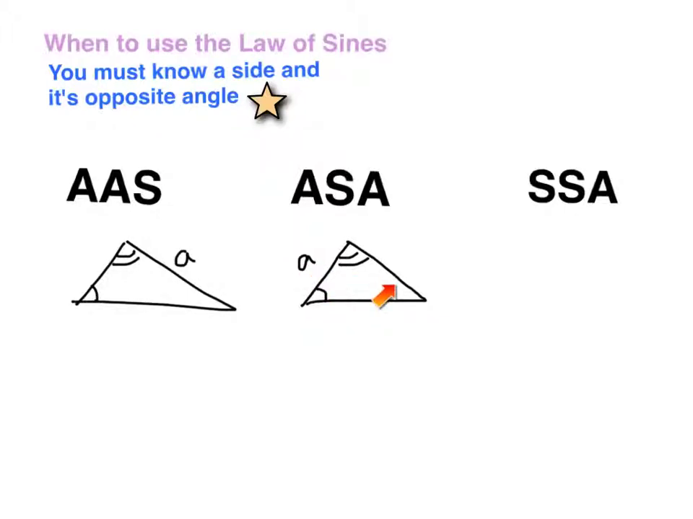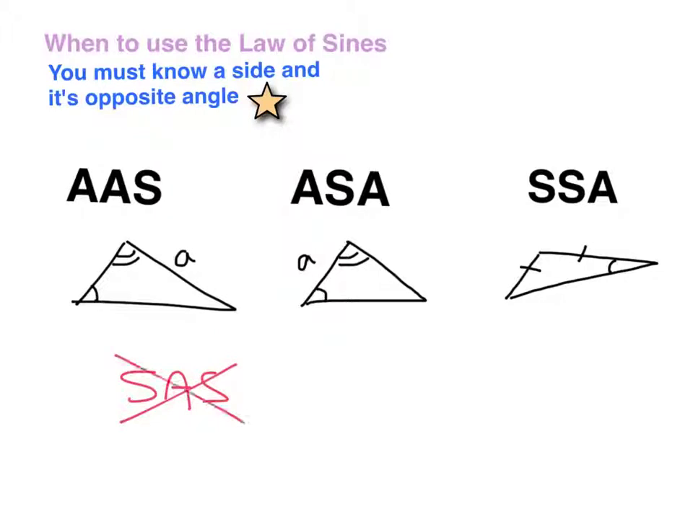The last one is side, side, angle. And so if I know a side and an angle, again I have an angle with its opposite side. Alright, so you cannot use side, angle, side, or side, side, side with the law of sines.